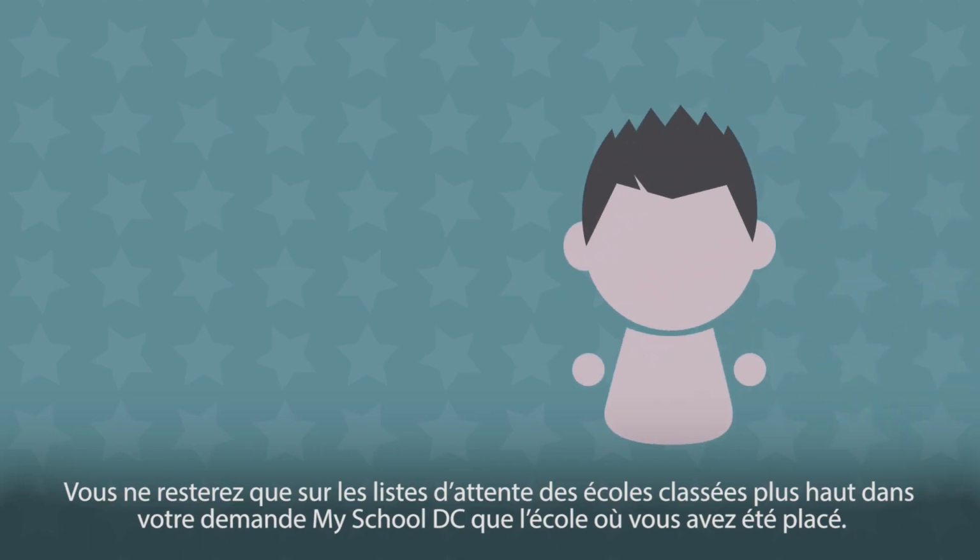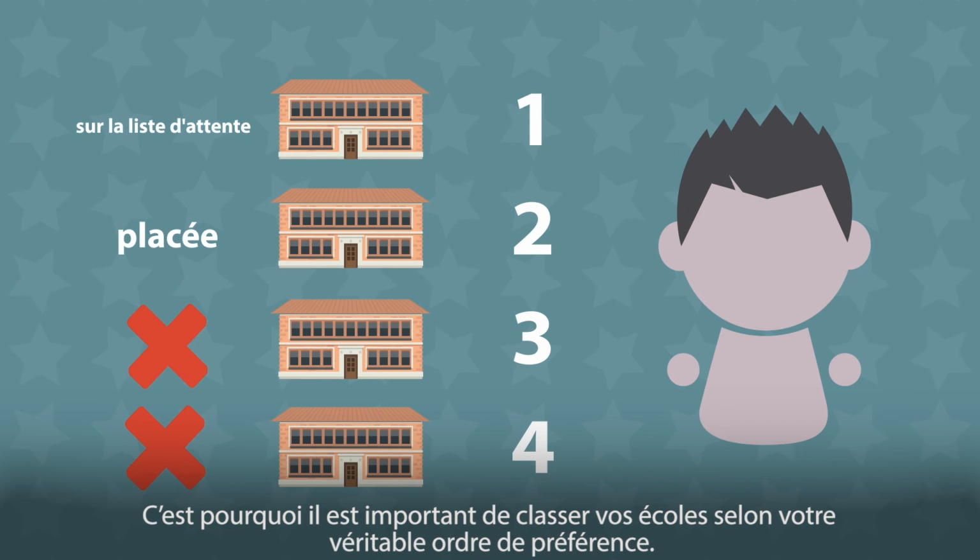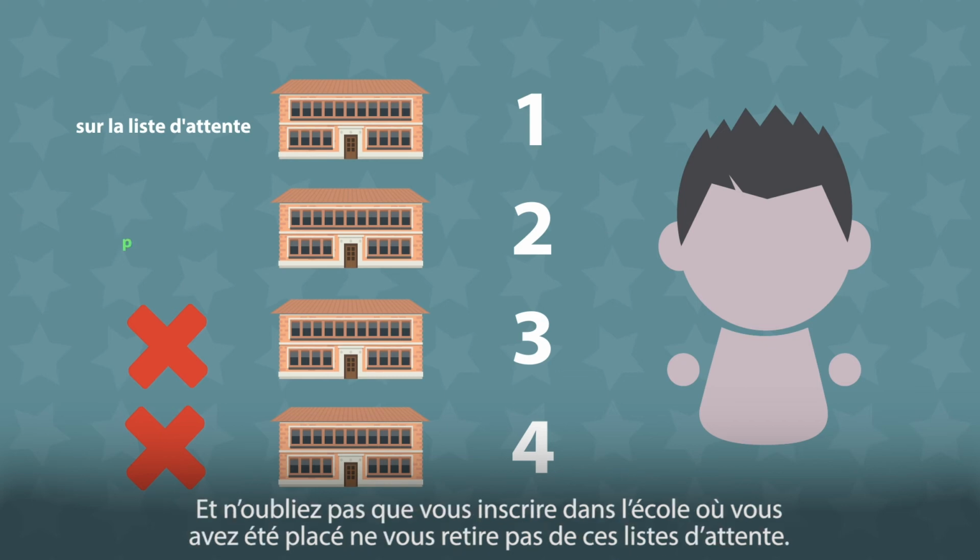You will only remain on the wait lists of schools you ranked higher on your My School DC application than the school you were matched to. This is why it's important to rank your schools in your true preferred order. And remember, actually enrolling at the school you were matched with will not remove you from those wait lists.